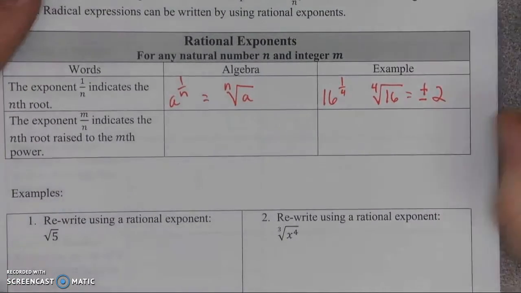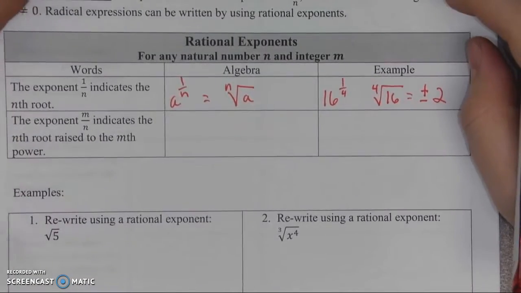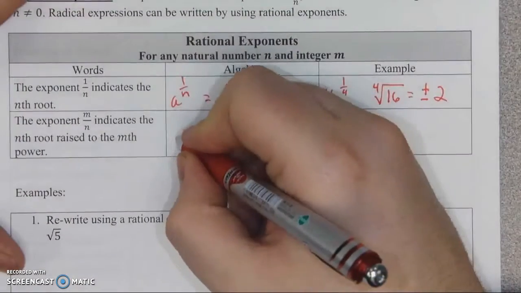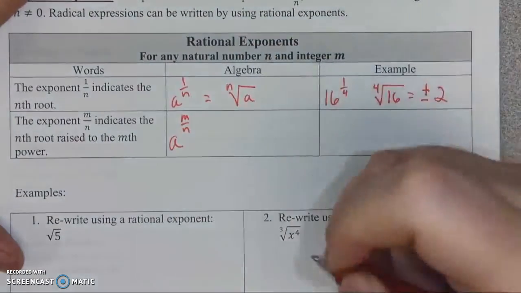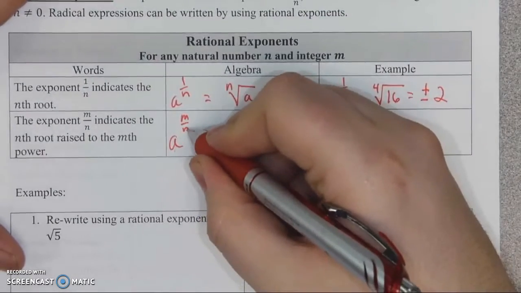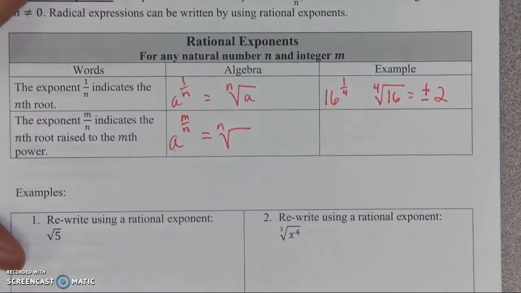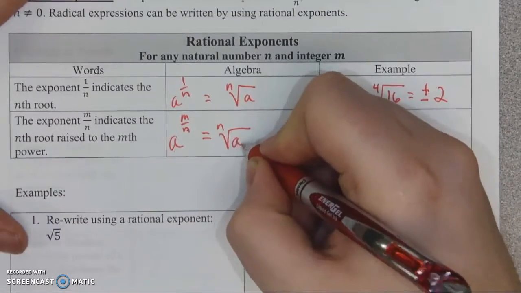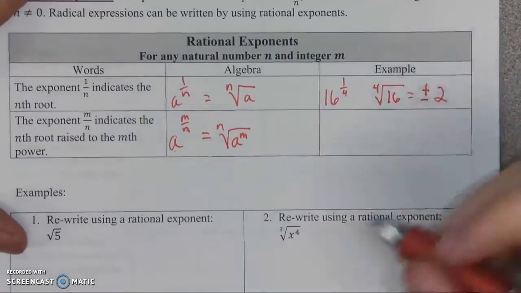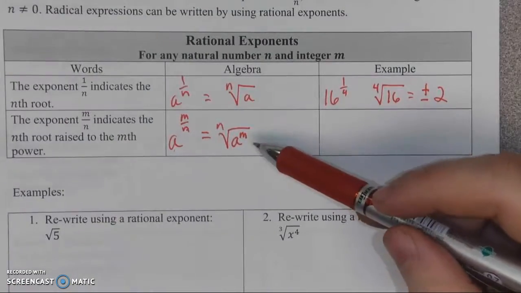So the second definition then: the exponent m divided by n indicates the nth root raised to the mth power. So this looks like a to the m divided by n. Now you have to pay a little bit of attention to this one. n is still your root, so this is still the nth root. The difference here is that a is raised to the mth power. Here, a was raised to the first power. Now a is raised to the mth power.